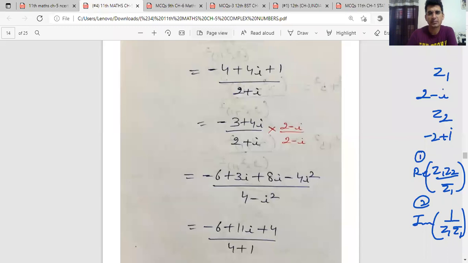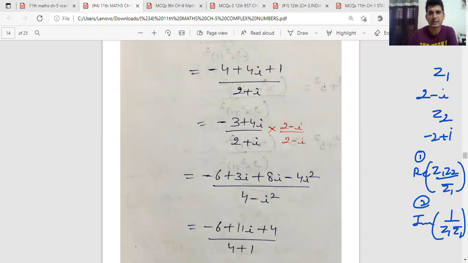Minus 4 plus 1. Minus 3 plus 4 iota upon 2 plus iota. Now we'll rationalize the denominator, as iota is an irrational number. Multiply by 2 minus iota, 2 minus iota. Minus 3 into 2 is minus 6. Minus minus plus 3 iota. 4 iota into 2 is 8 iota. Plus minus minus 4 iota into iota, 4 iota square.